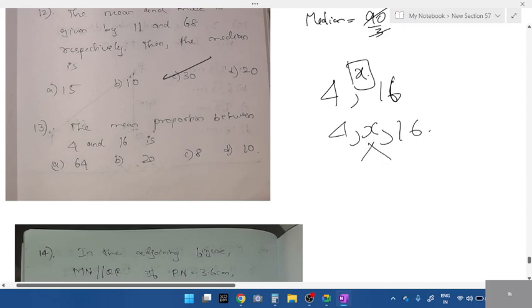The mean proportion. Look here. Whenever it is proportion, it should have three terms. The middle term, the mean, meaning in between, you have to write 4 comma x comma 16. For proportion, you need four terms. This middle term should be split into two. 4 is to x is equal to x is to 16. Sum of mean is equal to sum of extreme. Sorry, product of mean is equal to product of extreme.